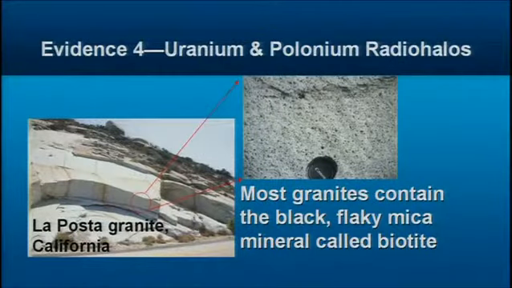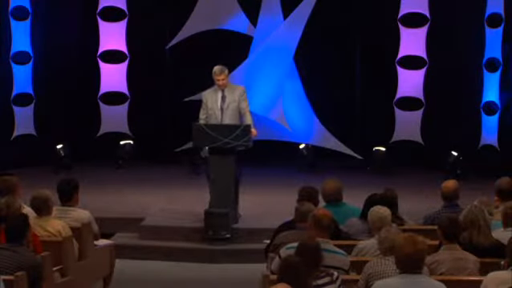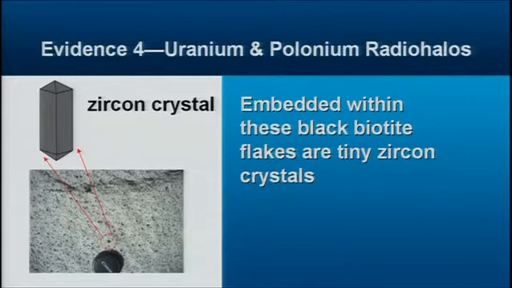Again, we go to a granite, say in Southern California, east of San Diego. Most granites contain a flaky black mineral called biotite. It's a mica mineral. You can peel the flakes apart. There's a white mica and there's a black mica. The black one is called biotite. And inside these biotite crystals we find zircons. Again, this interesting crystal called zirconium silicate. It's interesting because it has uranium atoms in it, okay?